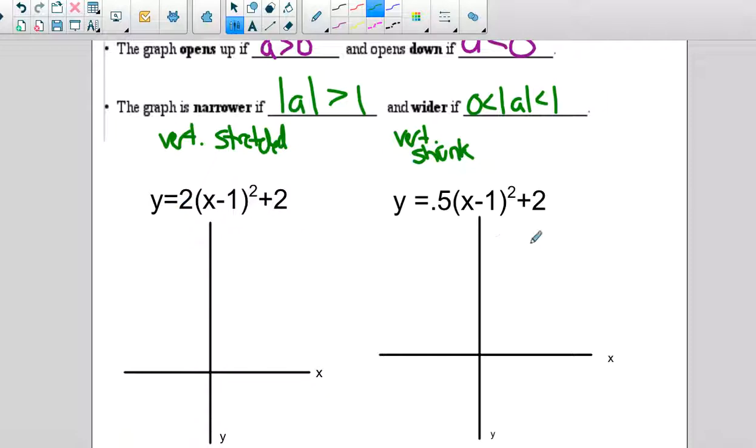This is a vertical stretch. This one is a vertical shrink. So just a very rough sketch. Right 1, up 2, and this one would be vertically stretched, whereas this one with the same vertex is just going to be a little bit wider, right? And just showing you basically what this A value is doing to the graph.